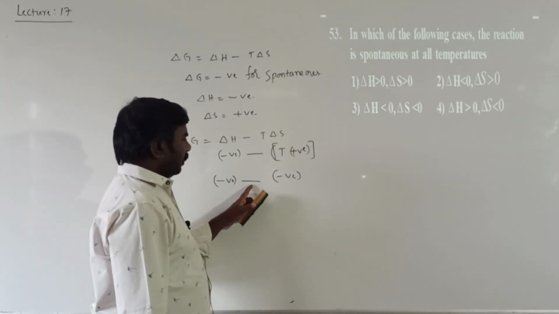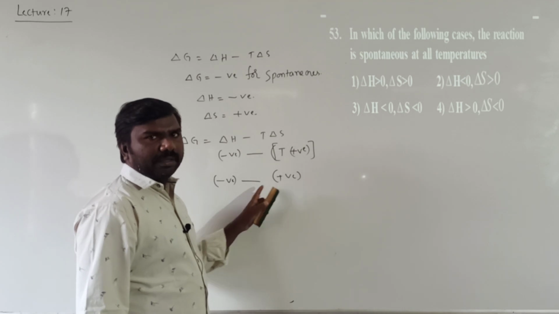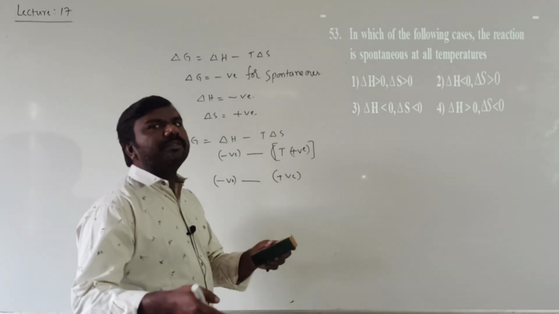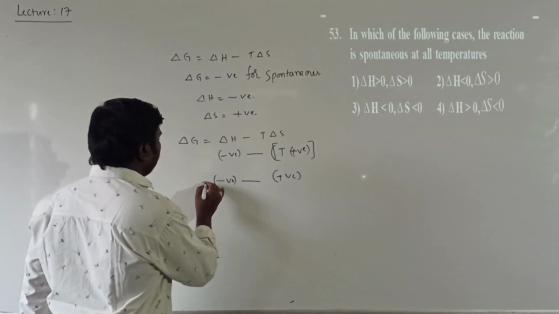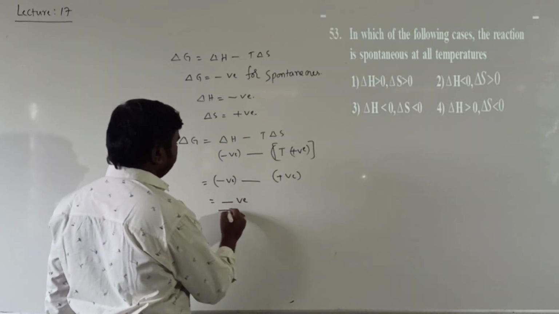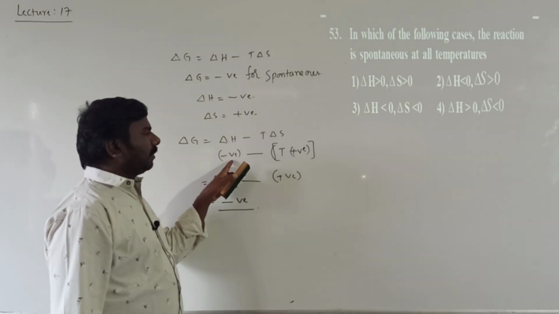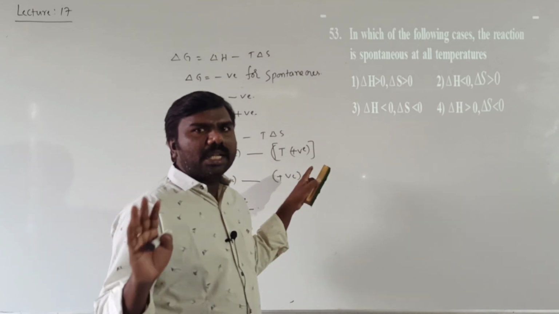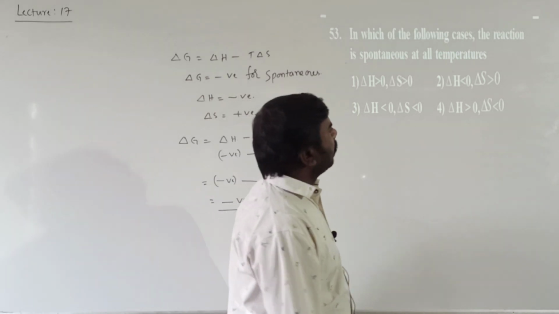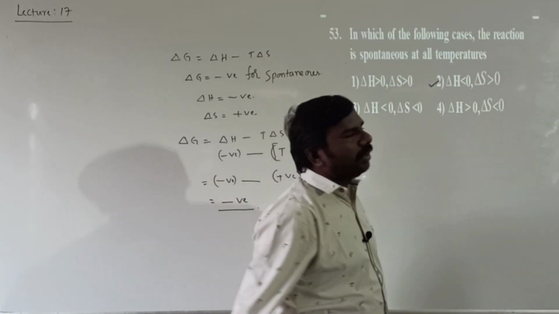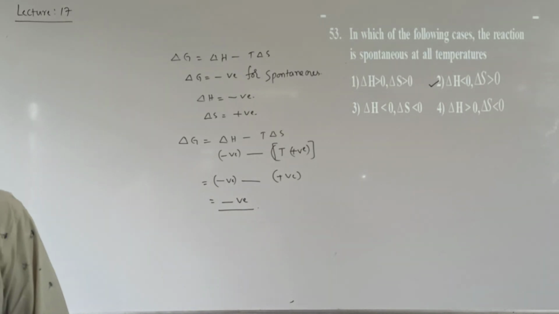Here, negative or positive? Positive. Positive into negative, again negative. The negative value will be minus 10 or minus 20, it becomes minus 30. To make delta G negative, delta H must be negative. Negative means less than 0. And delta S must be positive, greater than 0. So the answer will be option 2 correct. Very, very important it is. Next.